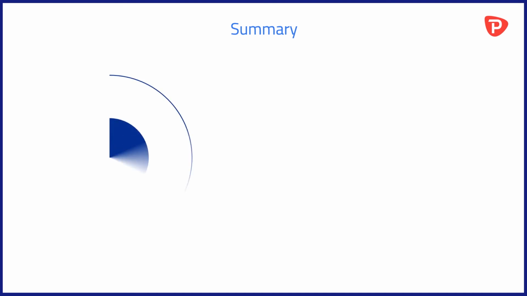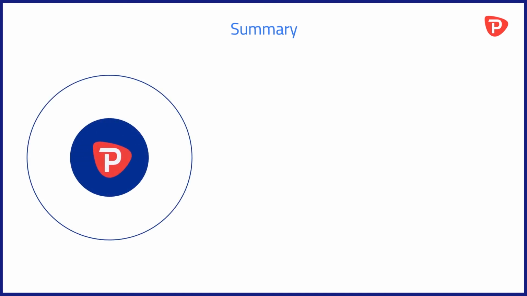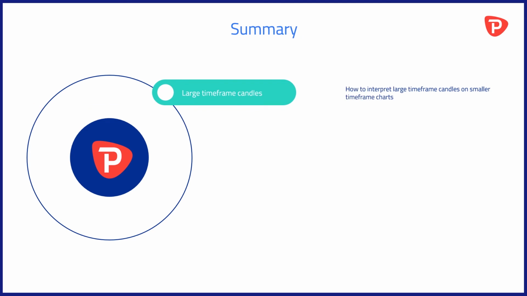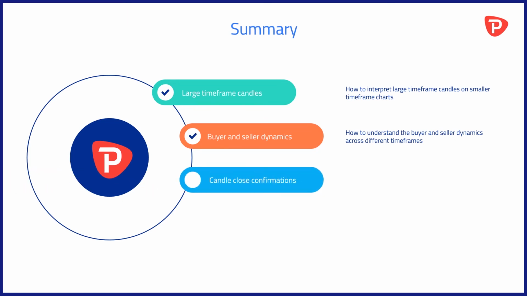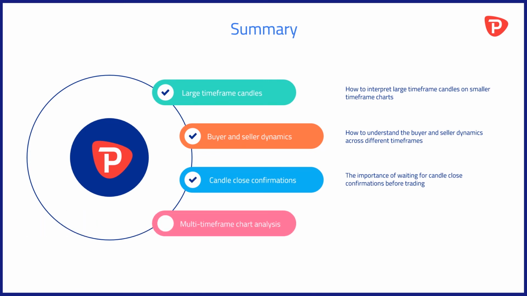In this lesson, we have covered how to interpret larger timeframe candles on smaller timeframe charts. We have looked at how to understand the buyer and seller dynamics across different timeframes. We have understood the importance of why you need to wait for candle close confirmations before placing any trades. And finally, we talked about understanding the importance of multi-timeframe chart analysis and trying to interpret what the chart is displaying. This concludes section 3 of price and trend analysis.